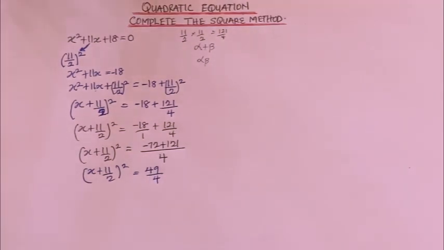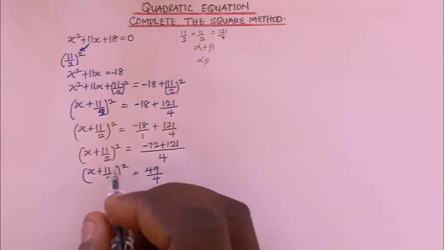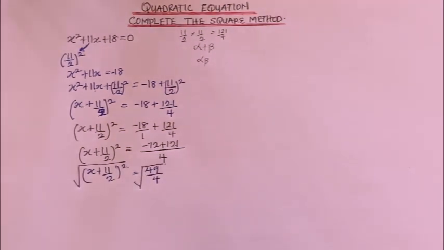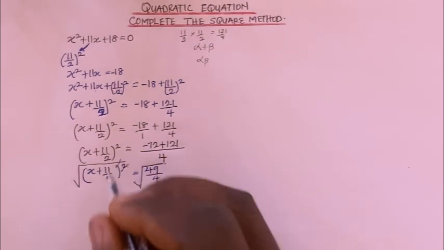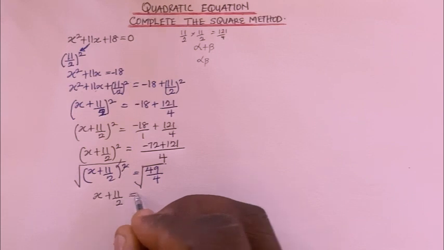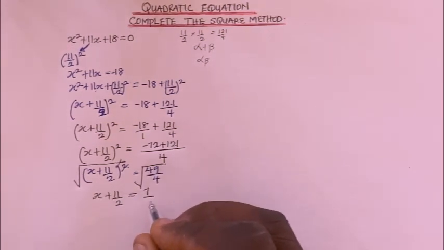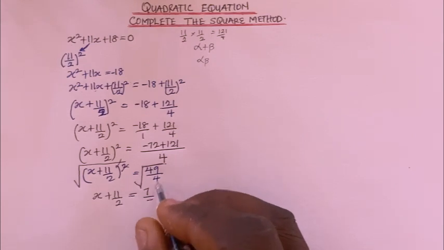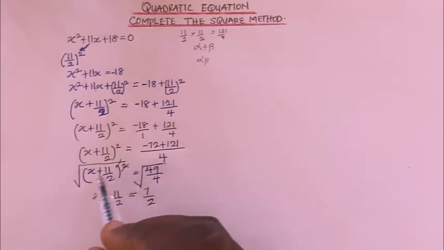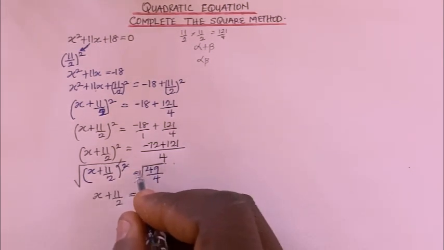Now after getting 49 divided by 4, I can simply find the root of both sides. If I find the root of this side and this side, that means I'm still doing the same thing. So this is going to cancel this. Then I'm going to have x plus 11 divided by 2, which is equal to, now the root of 49 is going to give us 7, divided by the root of 4, which is 2. And don't forget, we have squared here, that's why it cancelled this. So whenever we root this without having squared, this should give us plus or minus.